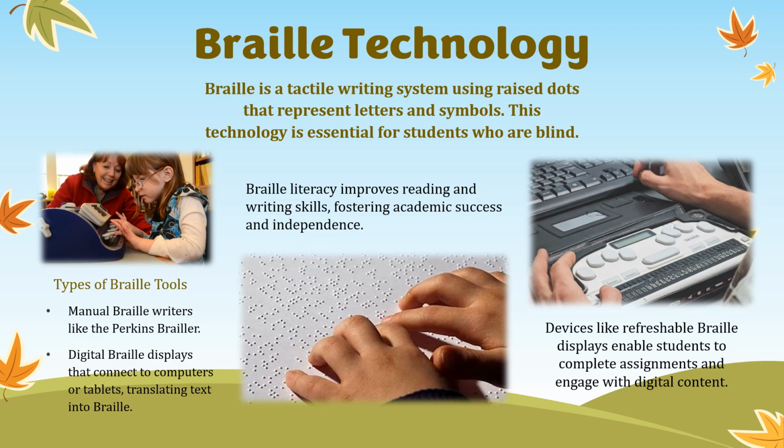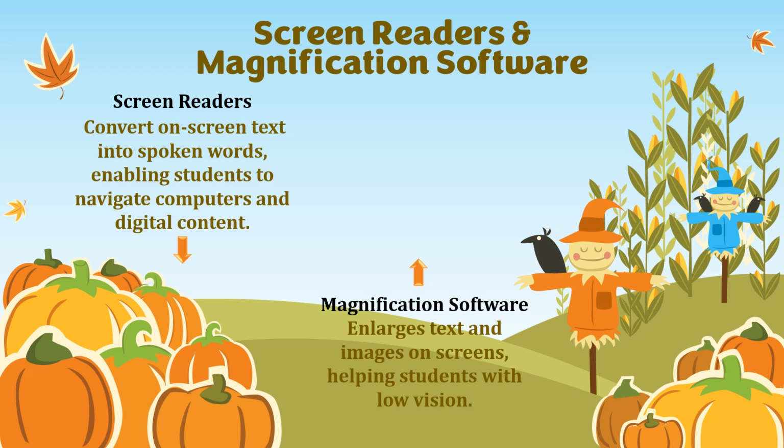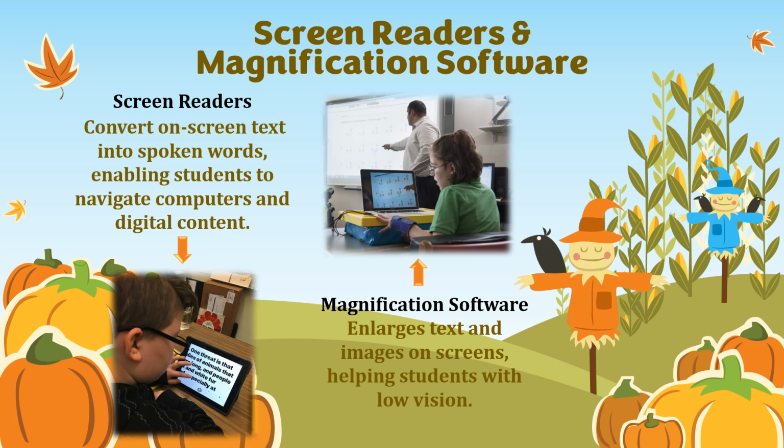Tactile and auditory learning methods. For tactile methods, this is a use of textured materials. Once again, something you can touch. Tactile graphics like raised maps and diagrams, hands-on learning with manipulatives for math or science experiments. Auditory methods are ones you can hear: audiobooks, podcasts, verbal instructions, and apps that provide auditory feedback for typing or drawing.